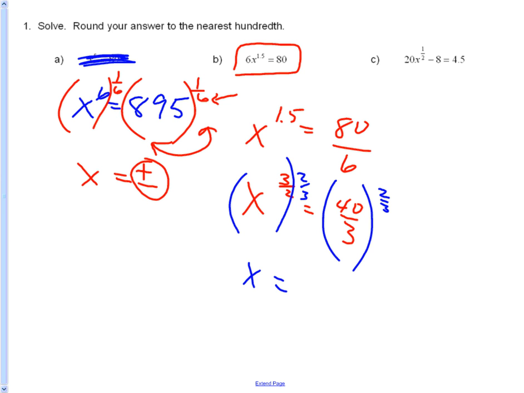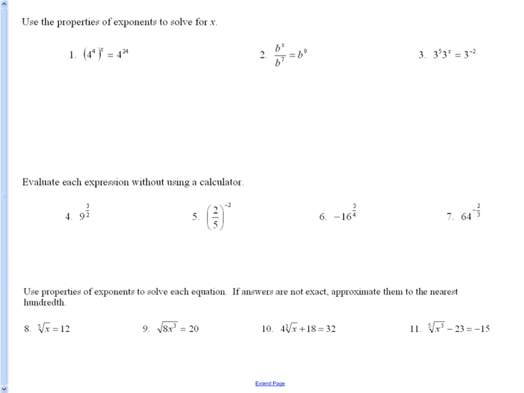Well, 40 to the 2/3, I think I need a calculator for this. I was thinking this might be the kind where you could do it in your head. There are some like that coming soon, but this I don't think you could do in your head. So you'd use a calculator. On to the next type of problem I want to look at here.